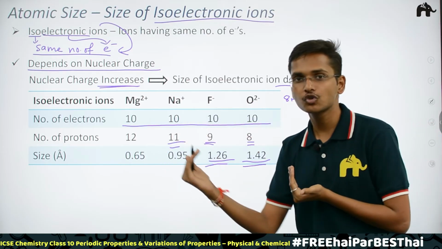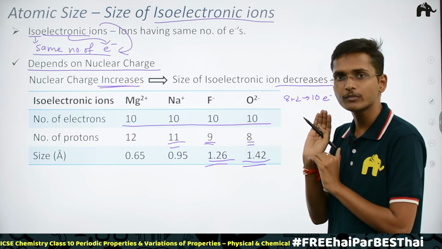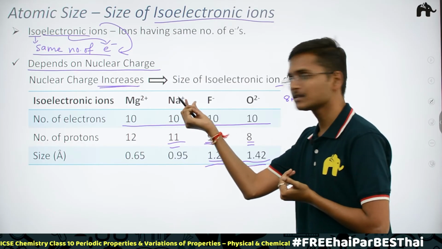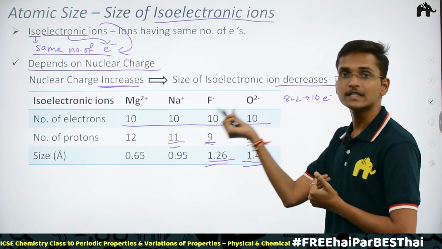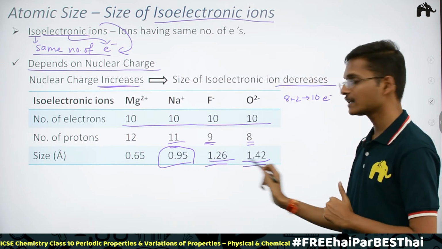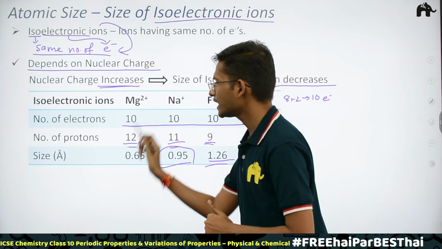So, if they are very much closer, the outermost shell is closer. In fact, the outermost shell is much closer than in F minus and O2 minus. So, this means that the size is smaller in case of Na plus than in the case of both these ions. So, you can see here 0.95, it is smaller than both these cases, 1.26 and 1.42. And the similar story goes on for the Mg2 plus ion.